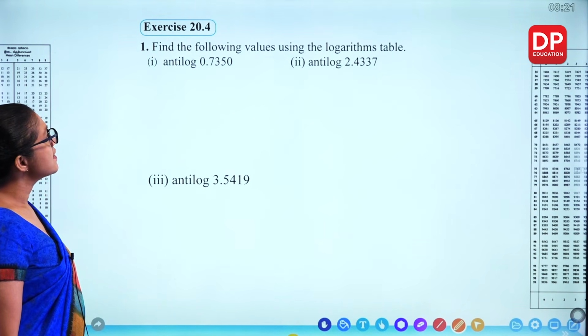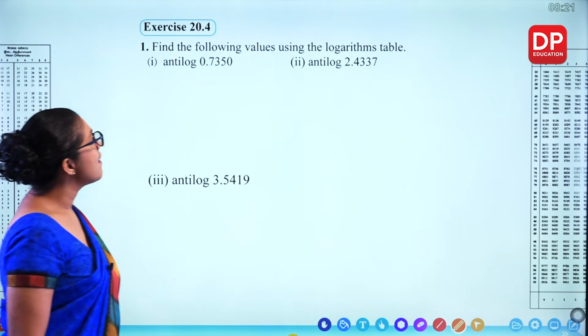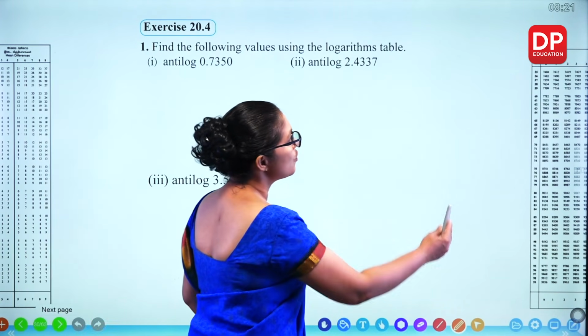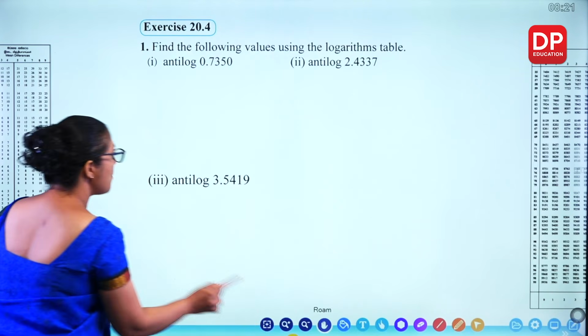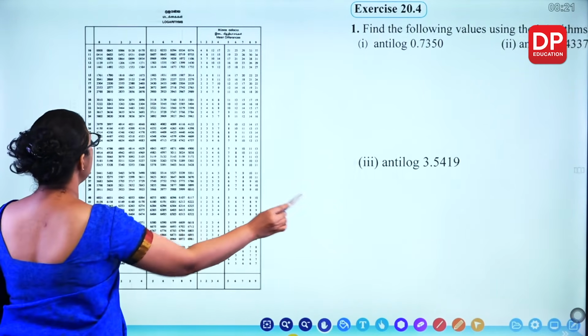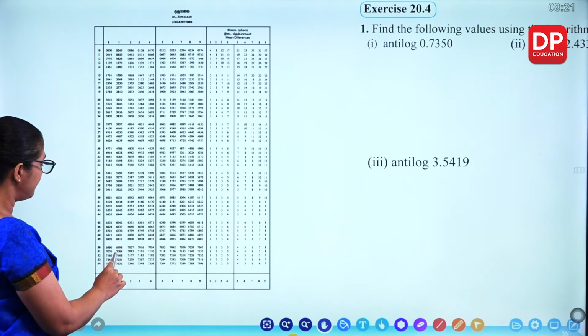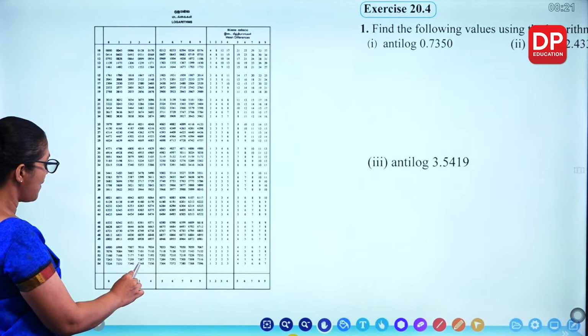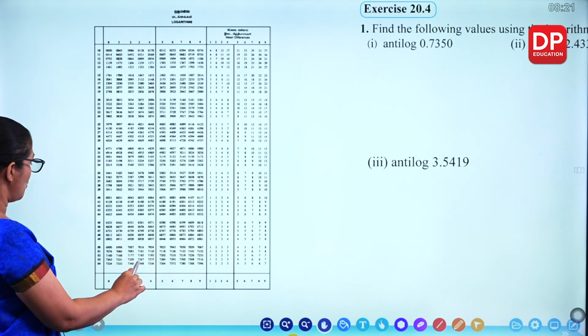Exercise 20.4. Find the following values using the logarithms table. Anti-log of 7350. So where we get 7350. So definitely the first table. So we'll look at the first table. 7350. Here 48 is there. You need another 2.